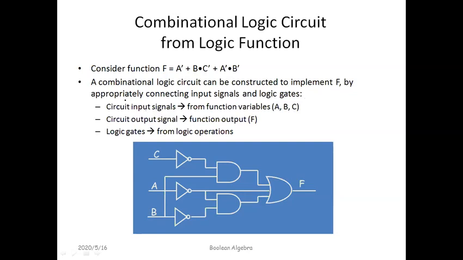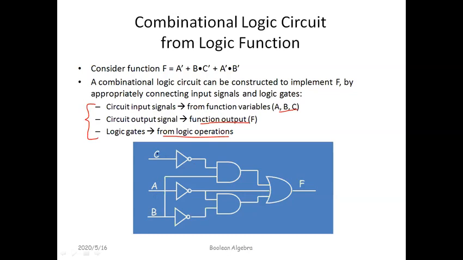Okay, so let's look at these three areas. Circuit input signals, that is from function variables A, B, C. This is what you follow when coming up with a combinational logic circuit. Then the circuit output signal, which is the function output F, and then logic gates. These are got from basic logic operations. Now let's look at what is happening in this circuit. So we have three inputs, A, B, C. The order doesn't matter there.